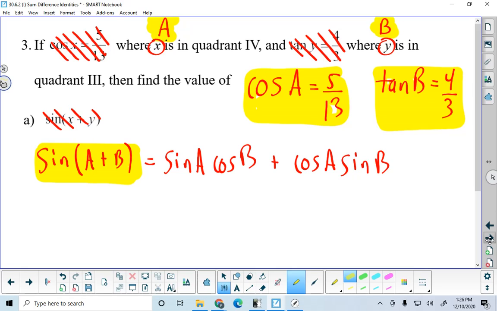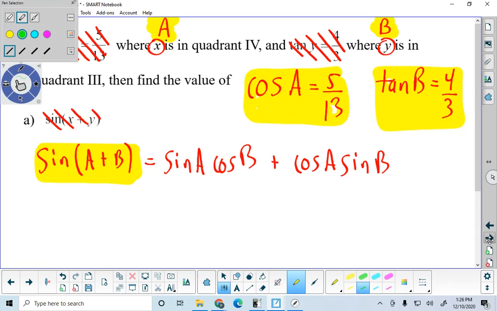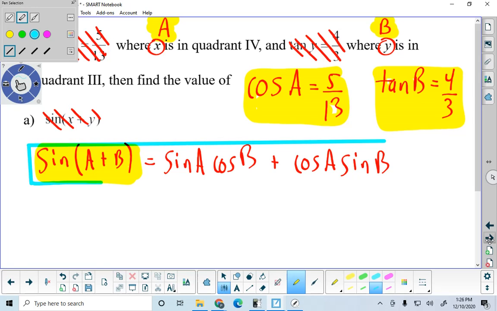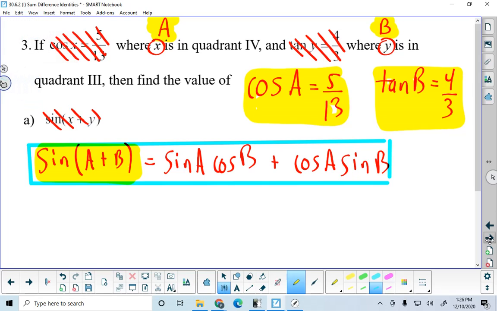Okay. Does anybody have any questions as to why I am allowed to write this? Or maybe I'll ask you, can somebody type in the chat why I'm allowed to write what I put in that bluish box?